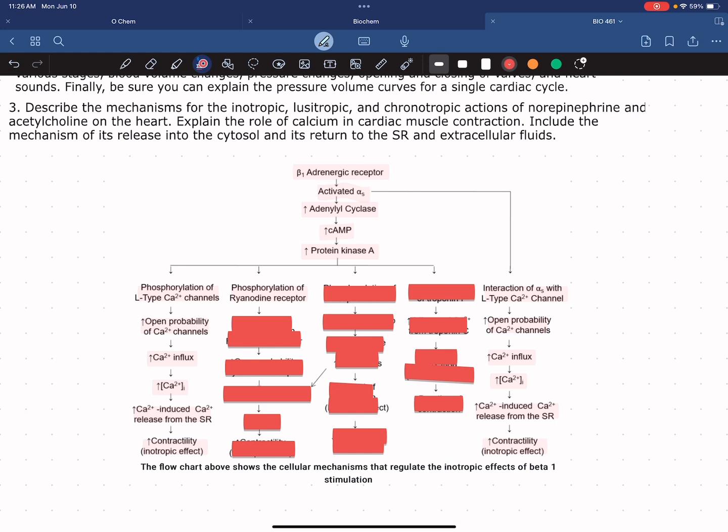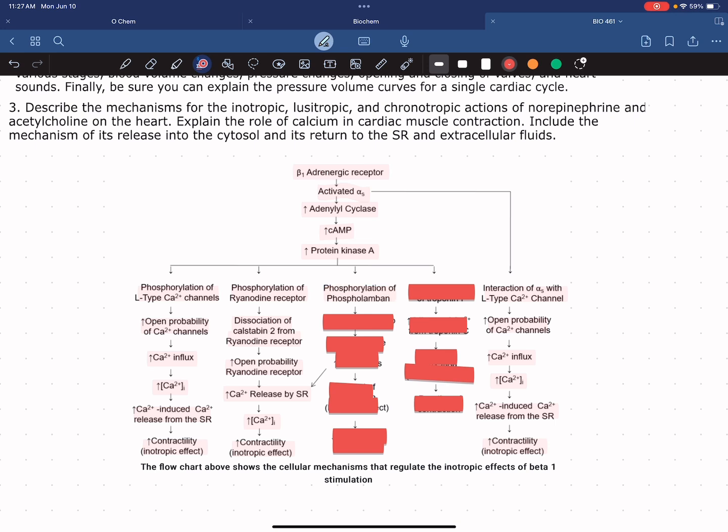Next, we have the phosphorylation of the ryanodine receptor, the receptor between the SR and the T tubules. This will cause the dissociation of calstabin 2 from the ryanodine receptor, which will lead to an increased open probability of the ryanodine receptor. This will cause an increase in calcium release by the SR, increased calcium concentration, and increased contractility yet again.